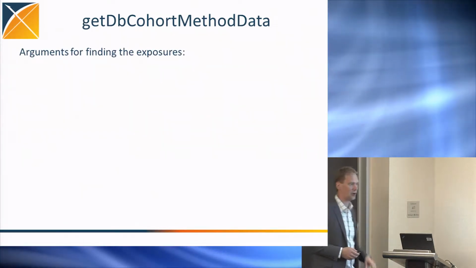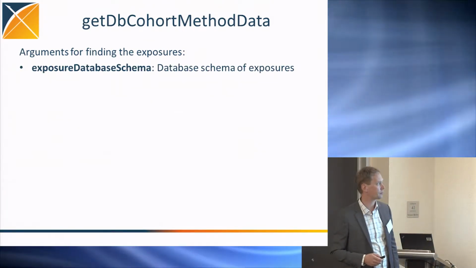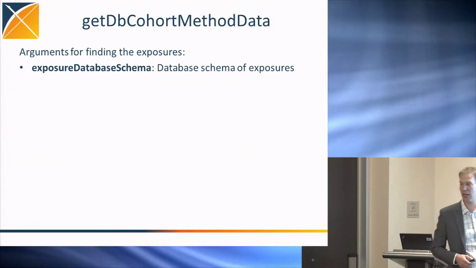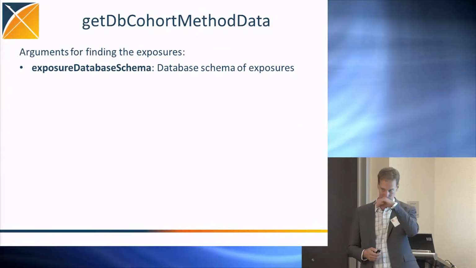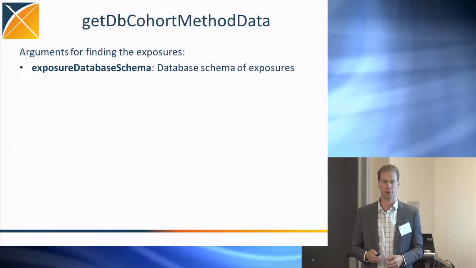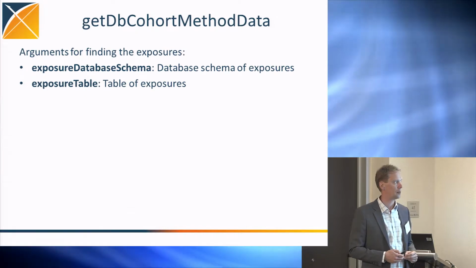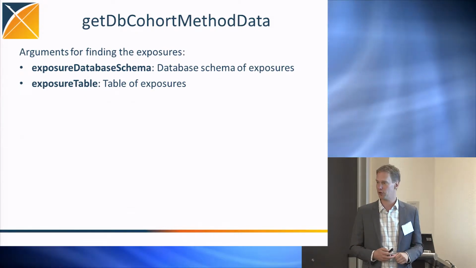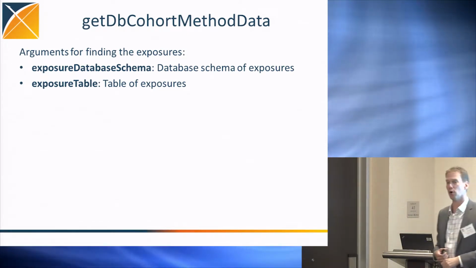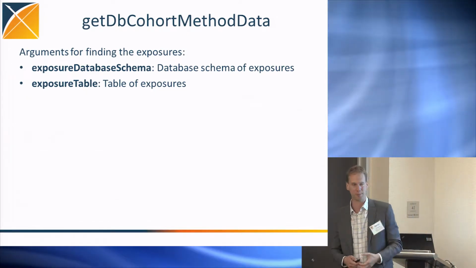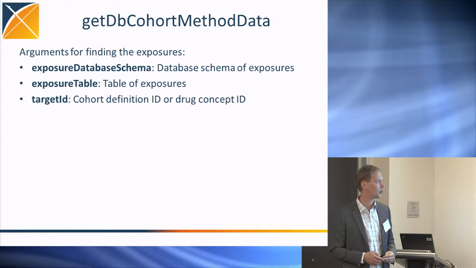All right, so those are just the arguments for finding the data. Then we have the arguments for finding the exposures. So we have to specify the database schema where these exposure cohorts are, your T and your C cohorts, and that could be the same schema as where your CDM is, or it could be a different one. The exposure table is the name of the table that holds your exposure cohorts. So again, this could be your CDM schema, and the name could be cohort, meaning the cohort table in your CDM schema. In this case, it's not because I created a study-specific cohort table.